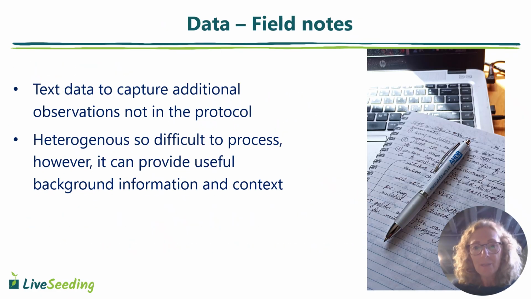Here's another interesting type of data, field notes, right? So often when you're in the field on your phone or in an old-fashioned notebook like I've shown there in the image, you might just want to make a note of something that you observe that you think could be useful to help you explain your results down the line, right? So that's text data to capture additional observations, not something that was in the protocol. So heterogeneous, difficult to process maybe. It's more, as I said, contextual, gives you background information. Still very valuable and useful, but that's another type of data that you might collect.